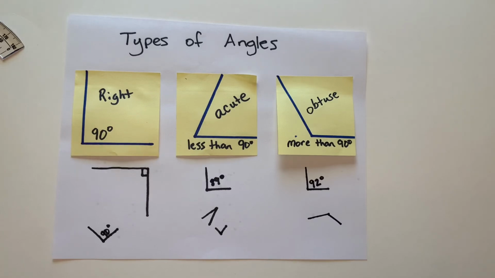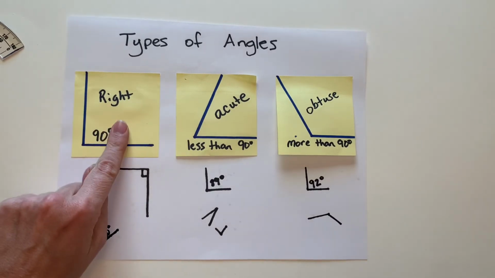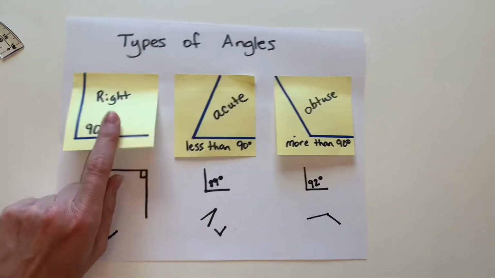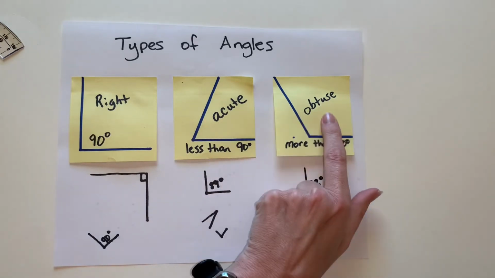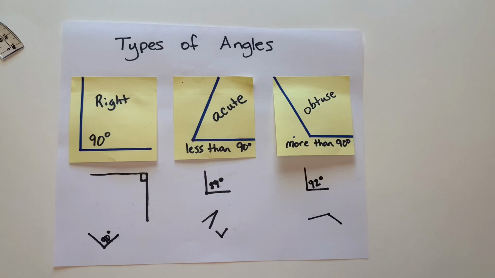So these are your three different types of angles. You have a right angle, 90 degrees, an acute angle, less than 90 degrees, and an obtuse angle, more than 90 degrees.